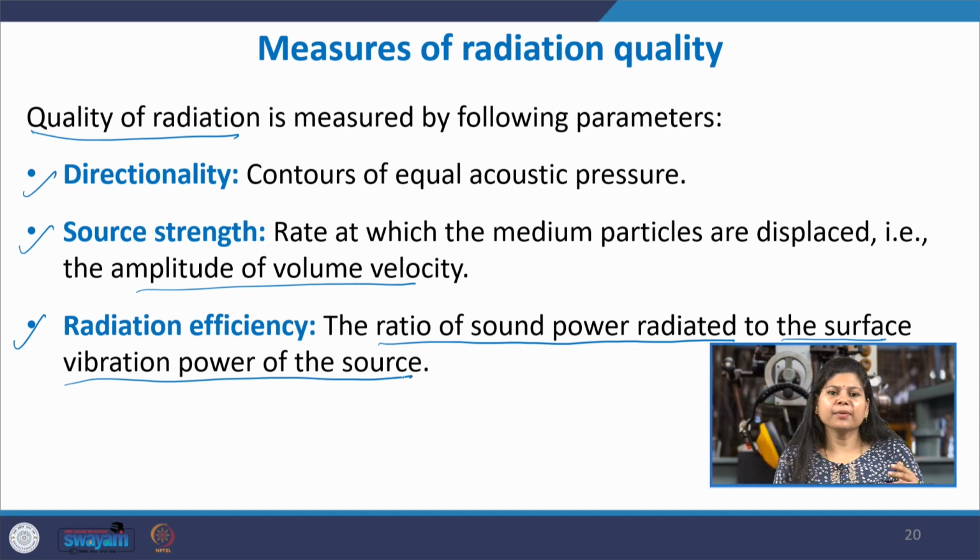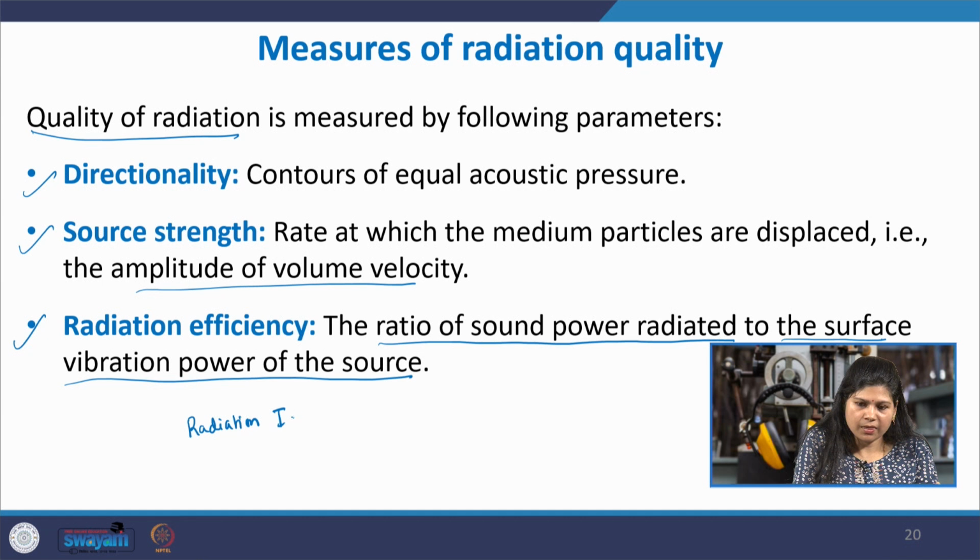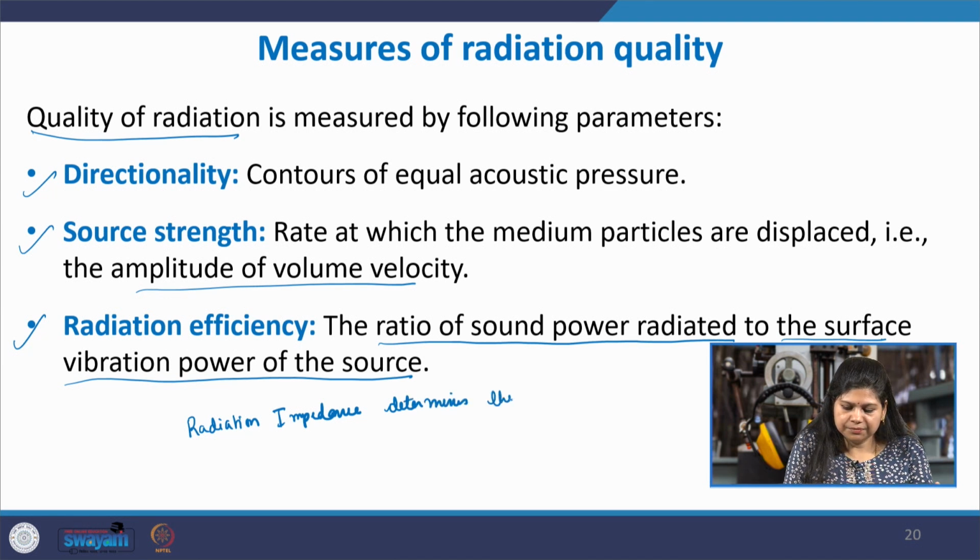Now, if you remember, when we were studying acoustic impedance, I had introduced a term called radiation impedance. So, the radiation impedance determines the radiation efficiency.